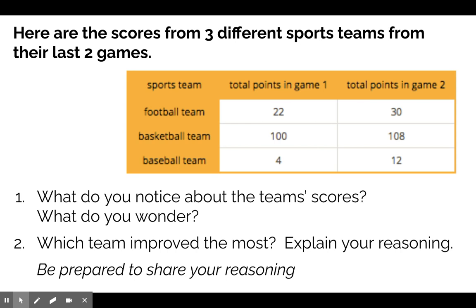Okay, great. So let's just recap a little bit. For number one, you guys may have noticed that each team improved by 8 points, like from 22 to 30, 100 to 108, 4 to 12. The basketball team had the most points, might be another one noticing. And the baseball team's score in game two was three times as much as in game one, which is a threefold increase.